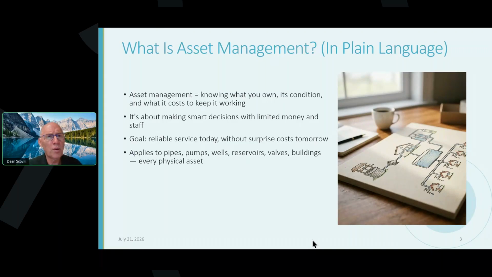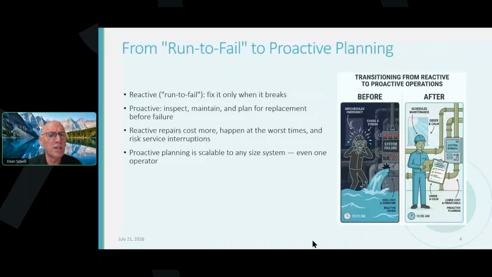So unfortunately, the thing here is we call this run to fail to proactive planning. Proactive planning is not reactive. It's not like, oh, we got a leak, we got to fix it right now. Well, we got to do that anyway. But if there's something you're aware that potentially can fail in the next 6 months or a year, we should be getting that new pump, for example, as opposed to, oh, it failed.